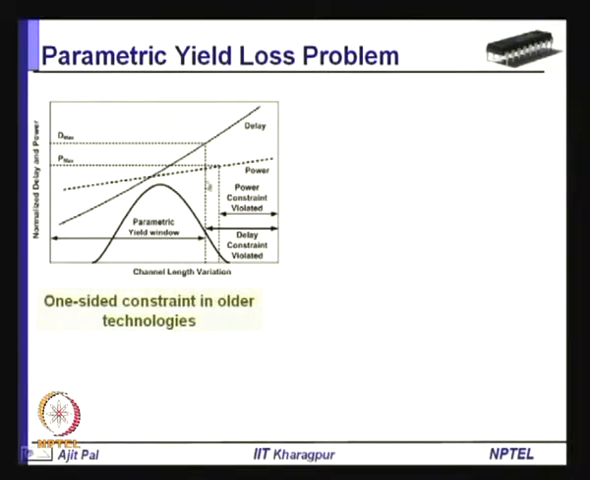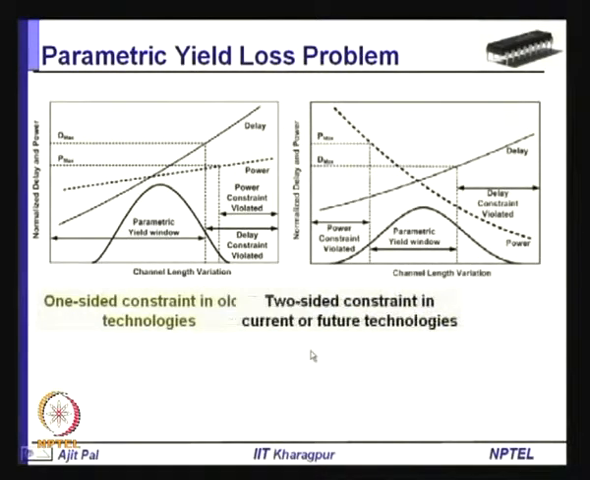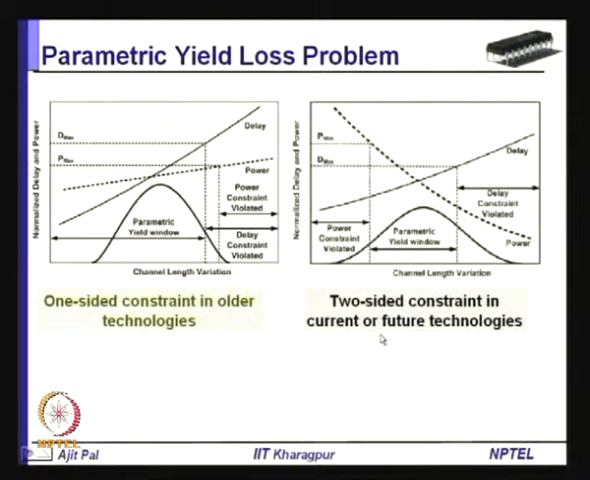So, you have a limit on the delay and also on the power. If you set this as the D max and this as the P max, these two limits on delay and power will force you to discard the chips, that is, those dies lying in this range. So, essentially it is a one sided constraint in older technologies, but unfortunately the situation has changed in present day technology, where it has become a two sided constraint.